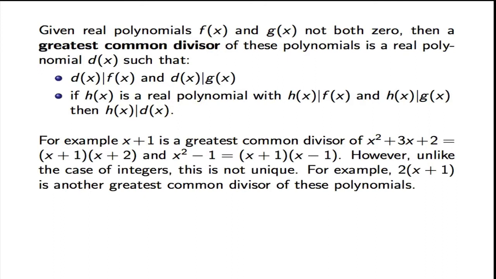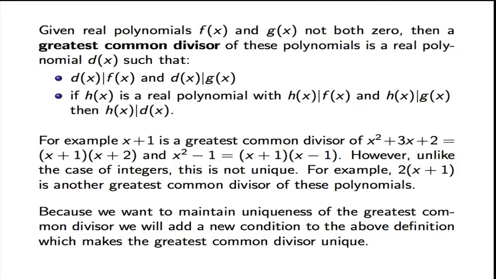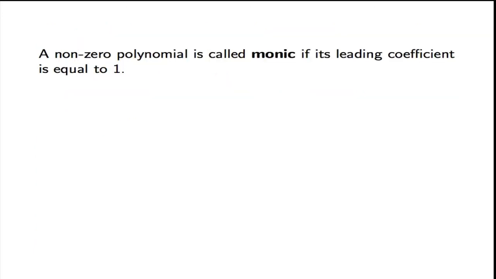But here we point out that unlike the case of integers, greatest common divisors of polynomials are not unique. For example, 2 times (x plus 1) is another greatest common divisor of these polynomials, because again we can write x squared plus 3x plus 2 as now 2 times (x plus 1) times (x plus 2) over 2, which is a real polynomial, and similarly for x squared minus 1. But we do want to maintain uniqueness of the greatest common divisor. So the solution here is to add a new condition to the above definition, which will make the greatest common divisor unique. So before we add this new condition, we need some new definitions.